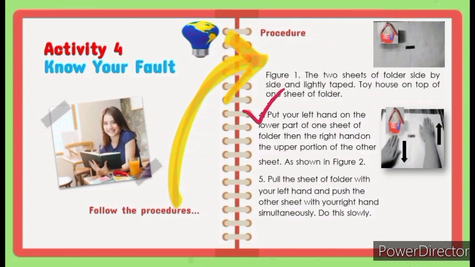Number 4, put your left hand on the lower part of 1 sheet of folder, then the right hand on the upper portion of the other. Look at the picture properly. Number 5, push the sheets of folder with your left hand and pull the other sheet with your right hand simultaneously, meaning at the same time. Do this slowly. Okay?